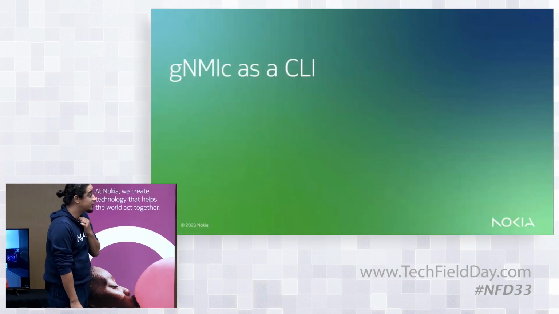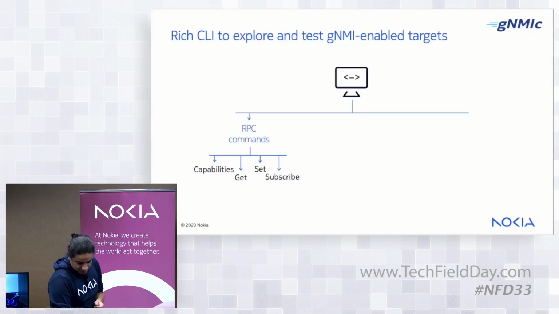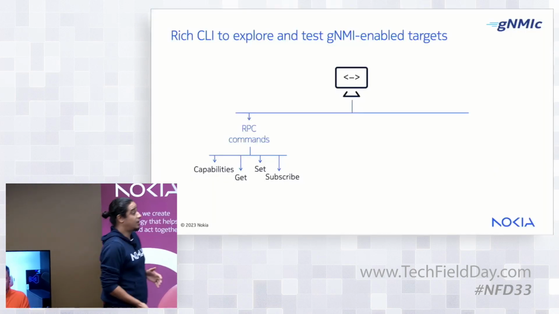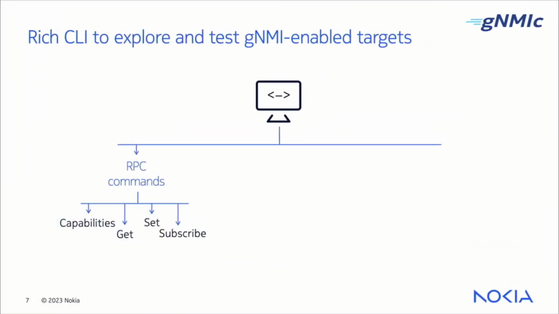So starting with gNMIc as a CLI. Like I said, there are RPC-related commands, capabilities, get, set, and subscribe, but there are also utility commands. There is a prompt that allows you to have some auto-completion. If you're not familiar with the different commands and flags, the prompt can help you auto-complete. If you load your router's Yang model there, it can even complete your XPaths.